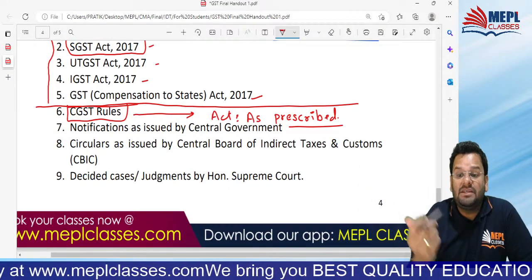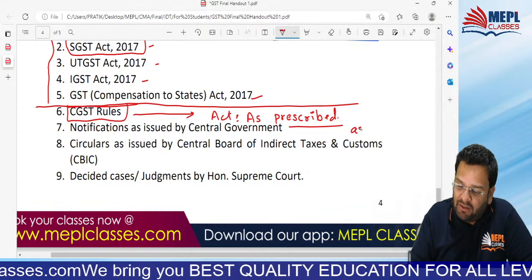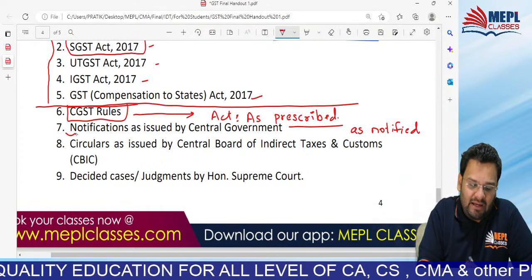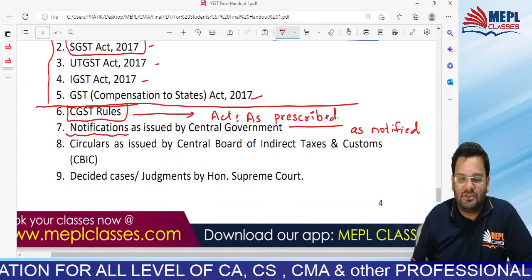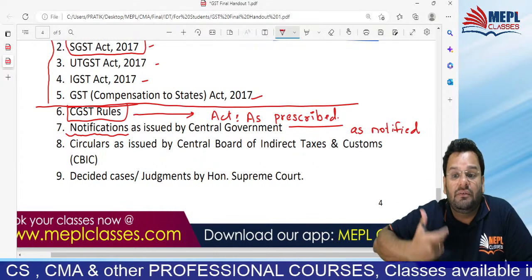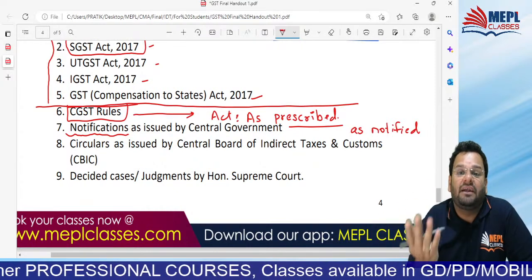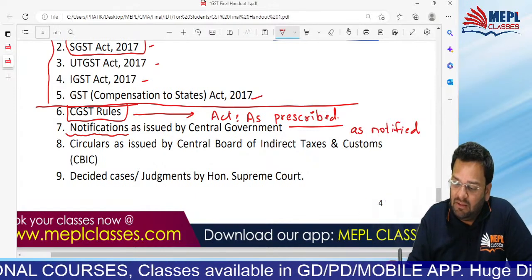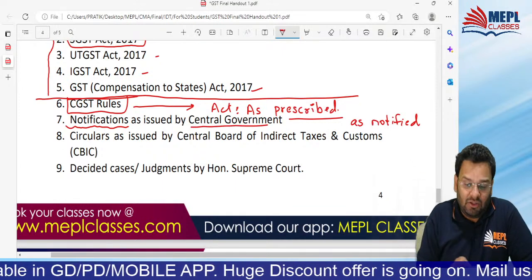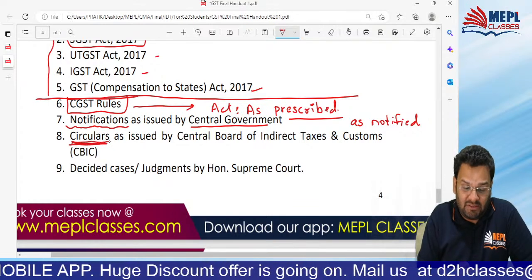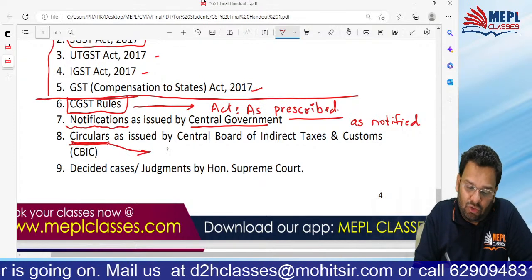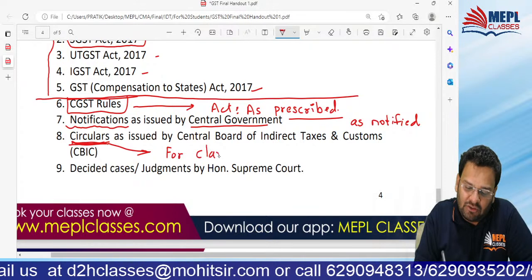Then the act many times will use the words as notified. When the act uses the words as notified, you have to understand it is according to notifications. For example, the rates of GST for different goods and services are as notified. Where are they notified? In the notifications issued by the central government. And then talking about circulars, these circulars are actually issued for giving clarification.